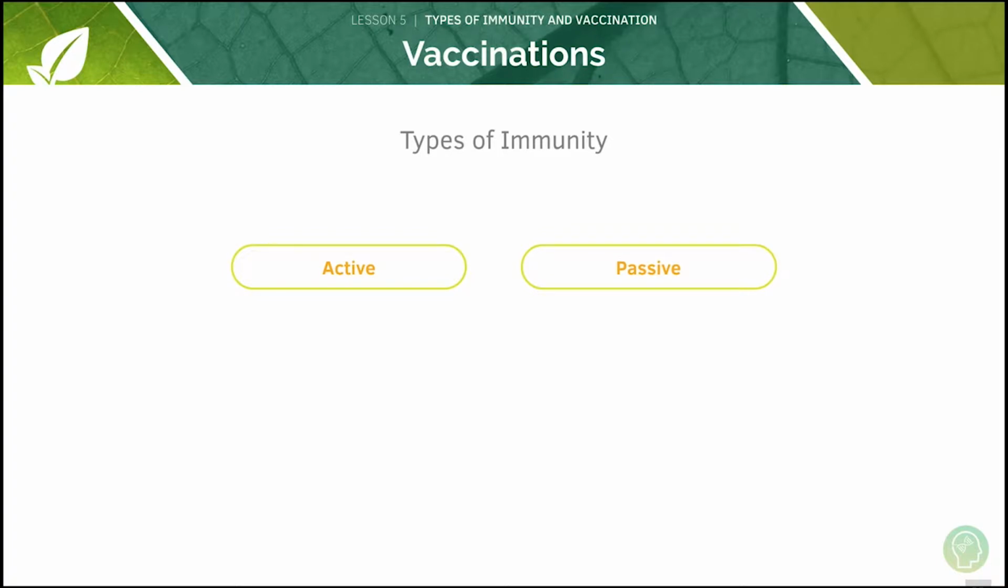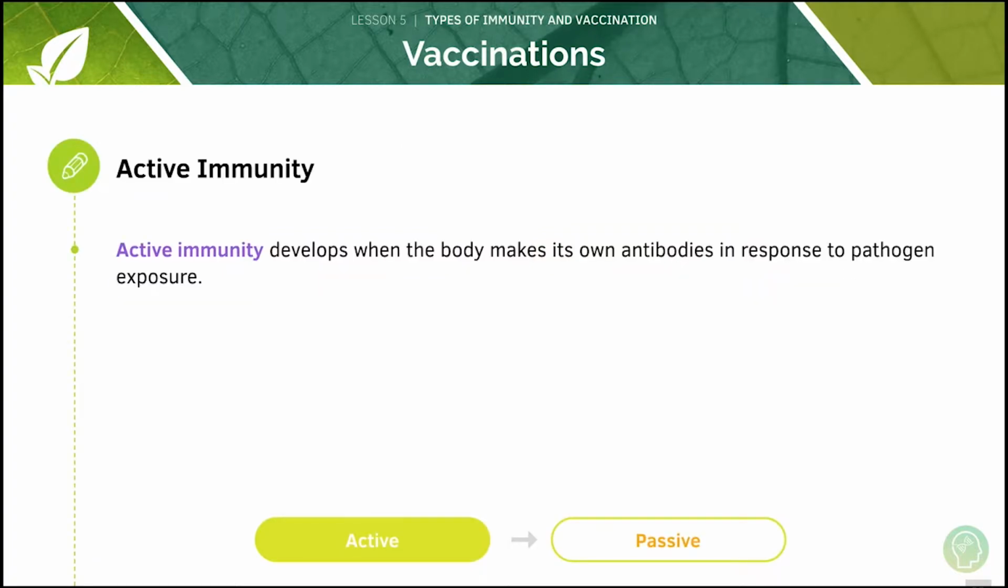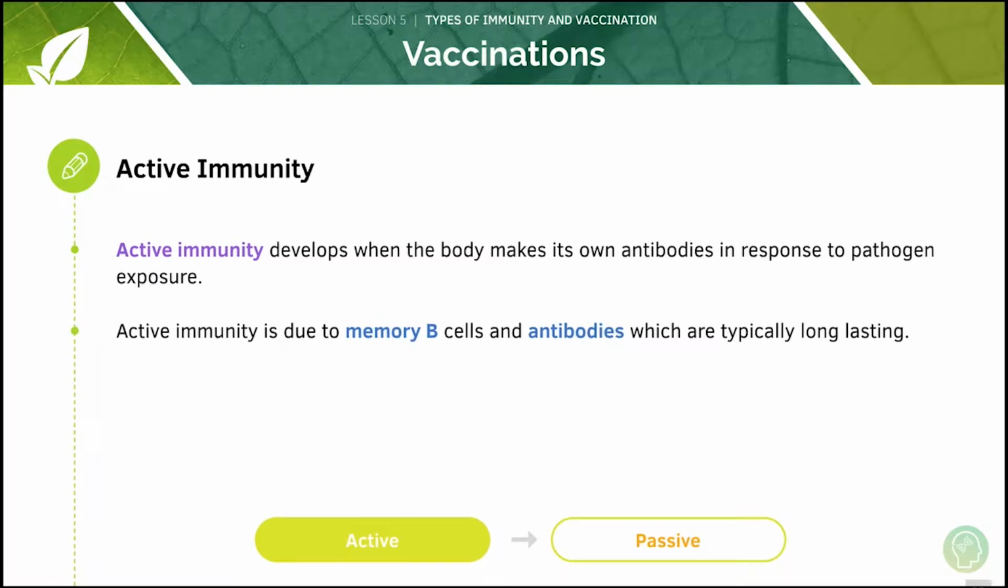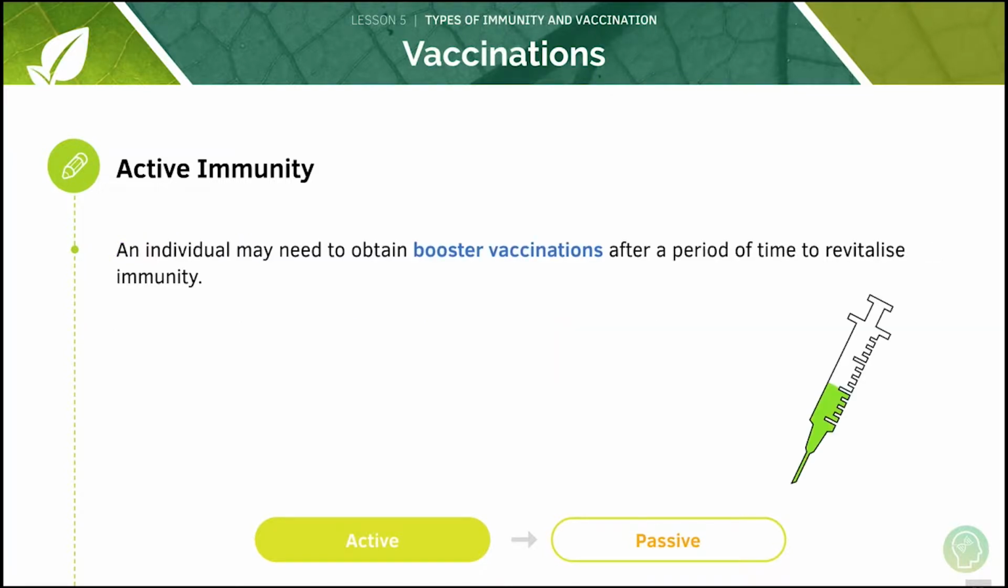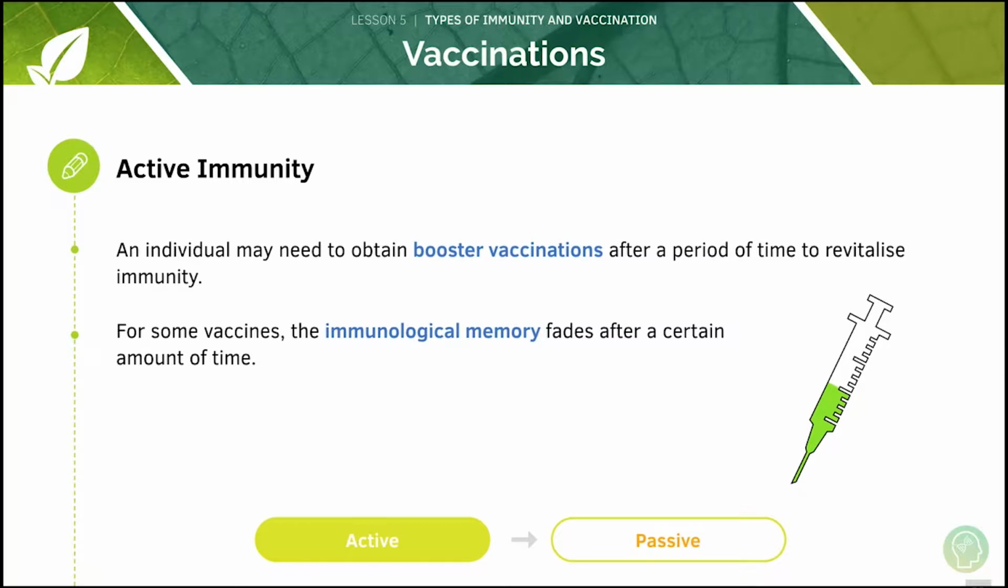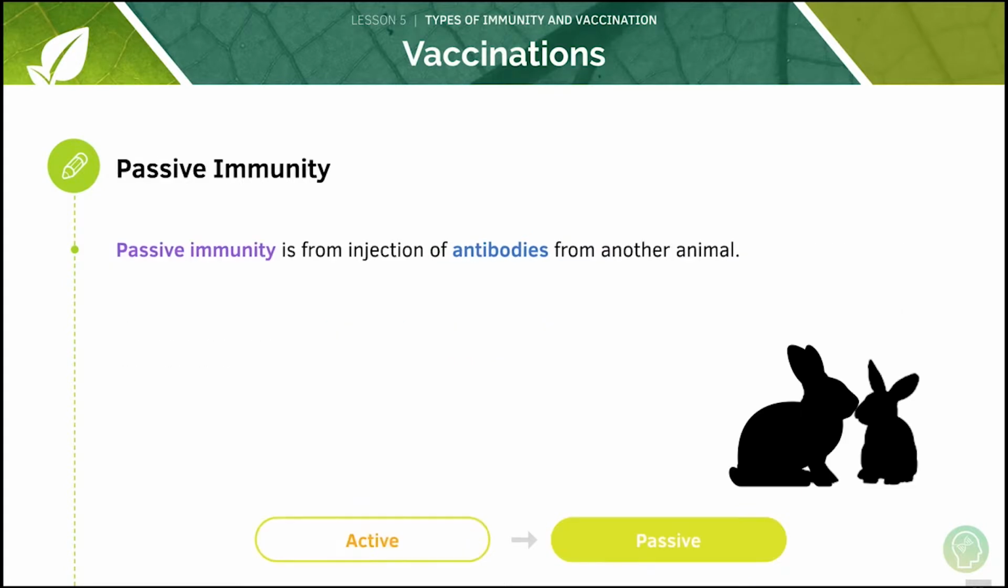There are 2 types of immunity, active and passive. Active immunity is developed when the body makes its own antibodies in response to pathogen exposure. Active immunity is due to memory B cells and antibodies, which are typically long-lasting. An individual may need to obtain booster vaccinations after a period of time in order to keep their immunity. Sometimes, the immunological memory fades after a certain amount of time.